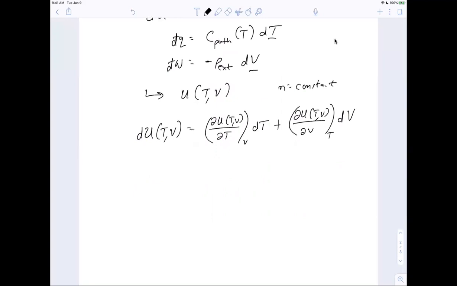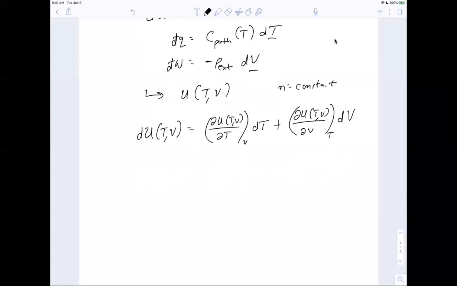Okay, so this is a very general form for a differential of a function. And we can write this for U because U is a path independent or state function. And so we can hold one of the variables that it depends on constant while we change the other. It doesn't affect the overall change in U, and that's because it's a state function.